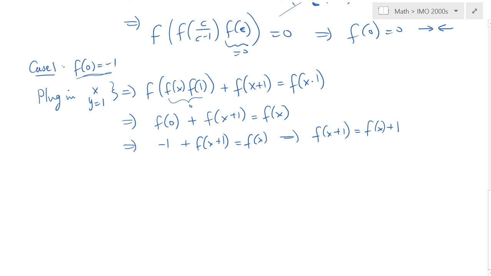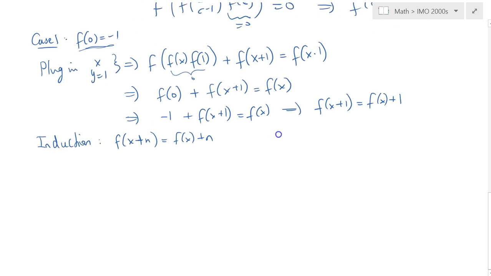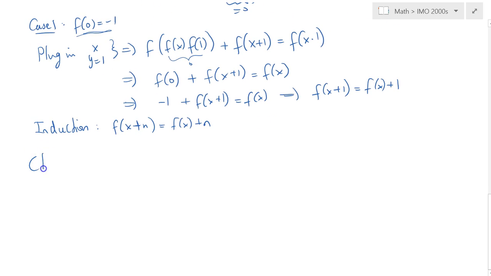In fact, you can also use an inductive argument. By induction, you can show that f of x plus n is in fact equal to f of x plus n, and I leave this to you as an exercise. Now let's go back to a more important result. So I claim at this point that our function f is one-to-one, or it is an injection.